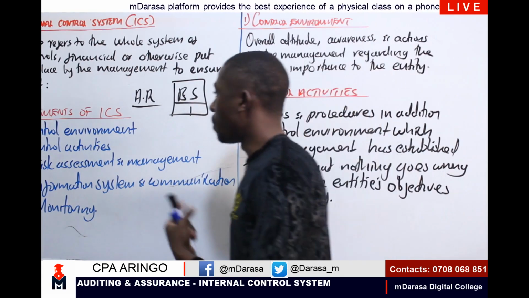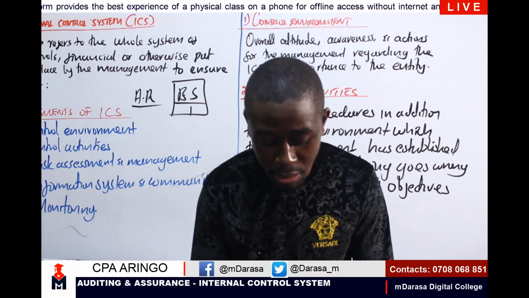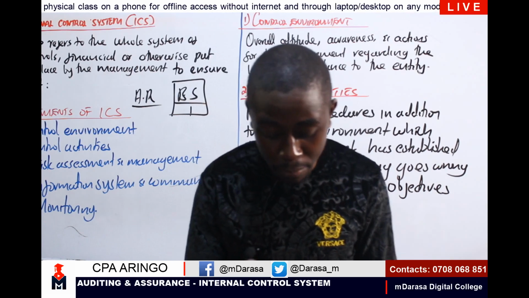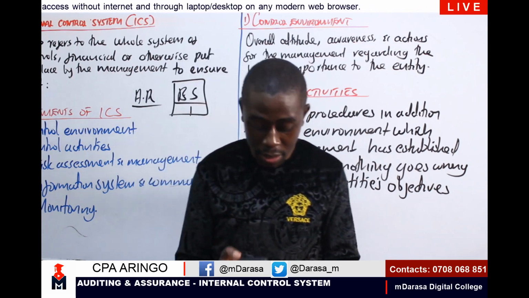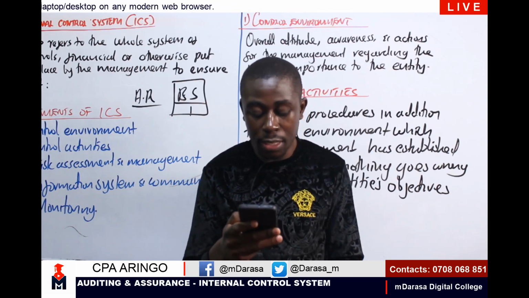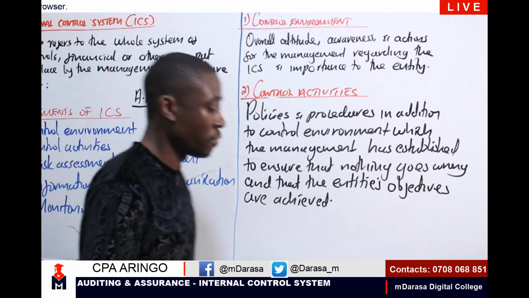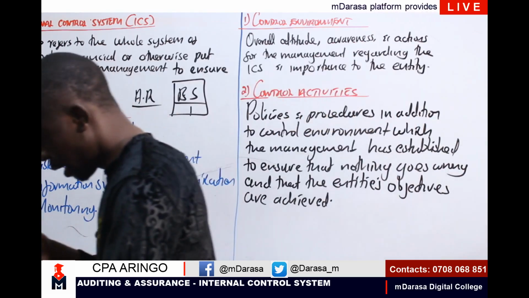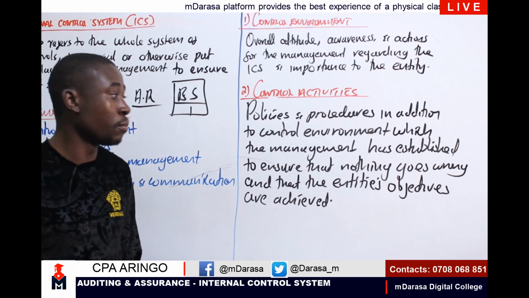Very important to note. Finally, amongst our elements, we talk of monitoring, which is very key to understand. When you are talking of monitoring, my good students, you are looking at the process of assessing the quality of the ICS over time to determine its effectiveness and taking corrective action. I repeat, this is a process of assessing the quality of the ICS over time to determine its effectiveness and taking corrective action. I should make sure that whatever we are doing at this point is effective, that the ICS we've instituted will actually assist us to detect material errors and frauds. That is very important to note.